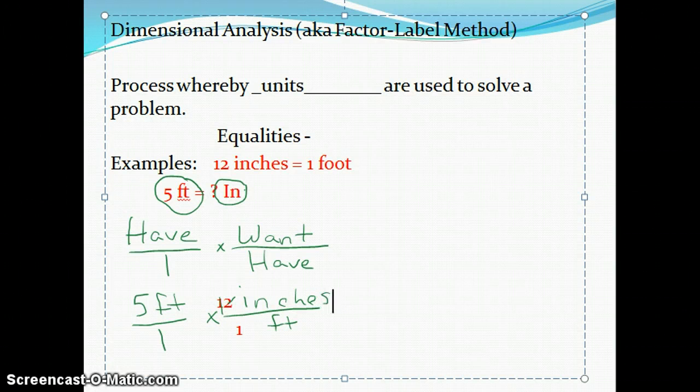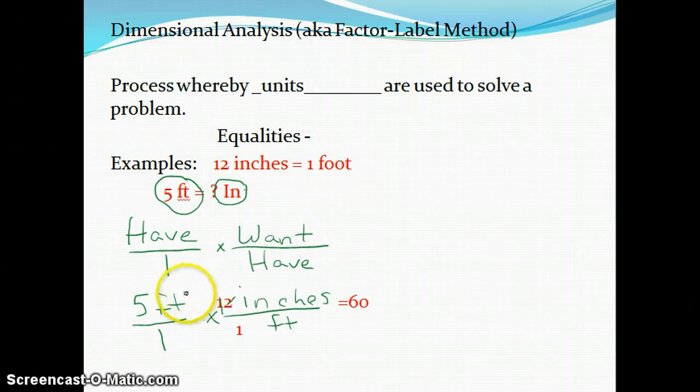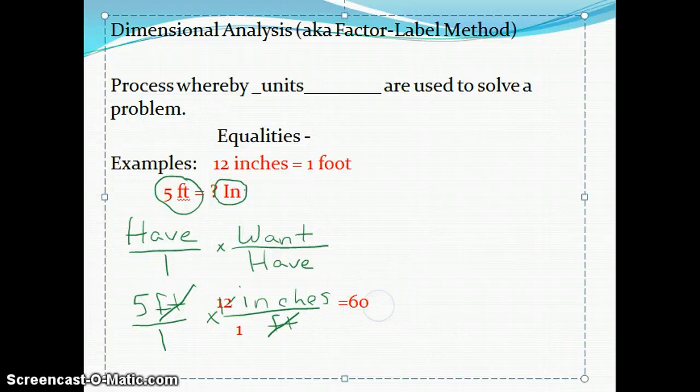So this equals 60. All right, and we can figure out what the units are by looking at what we had and what we canceled out. So we started with feet, but we have feet on the bottom, which helps us cancel that out, and we're left with inches. So our unit would be inches.